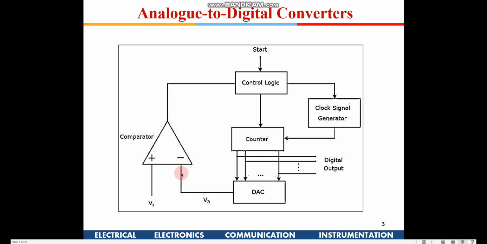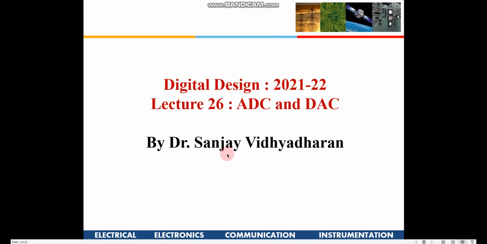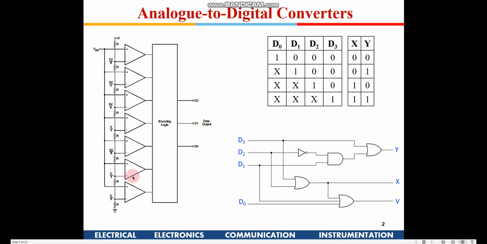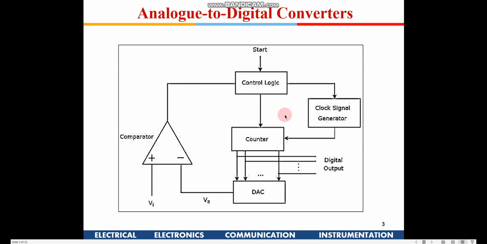Now if you see here, the hardware requirement is very high. You require 1, 2, 3, 4, 5, 6, 7 comparators and an encoding logic. So this is purely a combinational design. Here we are going for a sequential design. So in the sequential design, what we are doing out here is, see, this is a counter. The output of the counter is the digital data which we require. This digital data output is the digital value corresponding to the input analog.